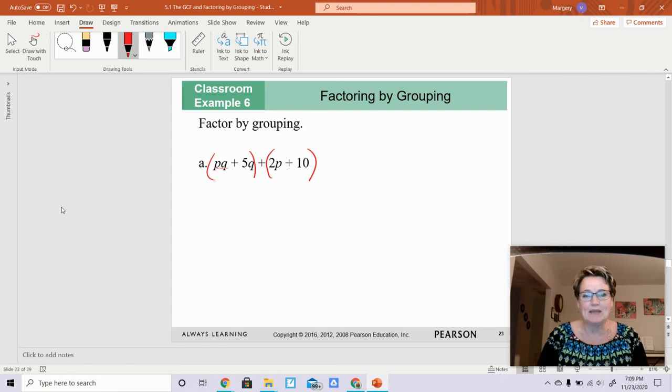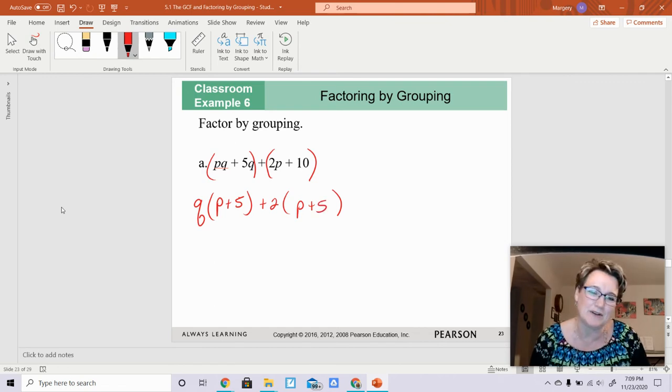We want to look and see what they both share. They share a q. So I get p plus 5. Q times p is pq. Q times 5 is 5q. That's all I did. Now this one here, they share a 2. So I'm going to take a positive 2 out. That's going to give me p plus 5. By the way, you don't even have to think about it anymore. You just copy what's inside here and put it here.